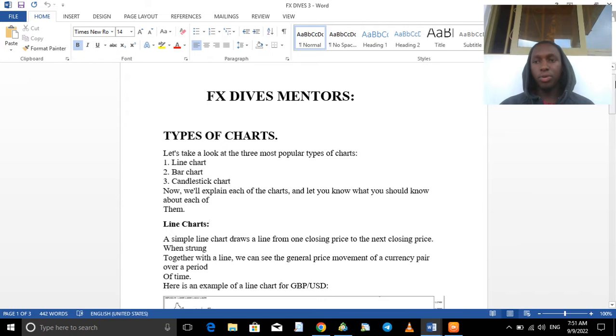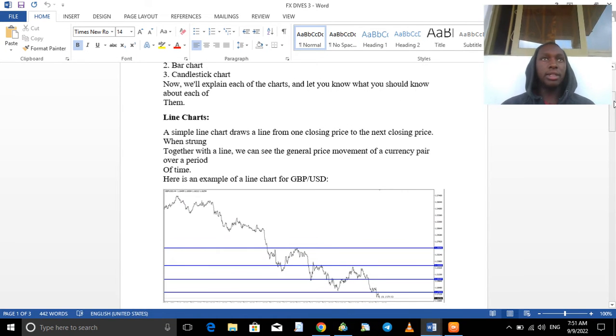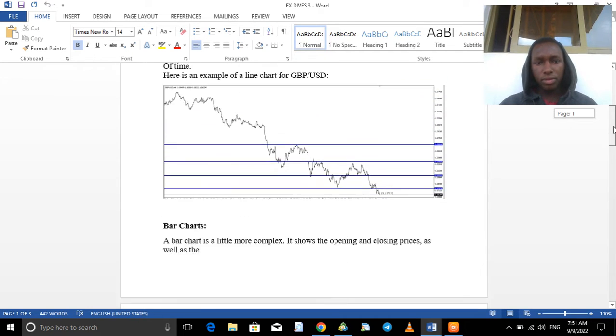First, number one, we are going to be explaining line charts. A line chart is a simple chart. A line chart draws a line from one closing price to the next closing price. When strung together with a line, we can see the general price movement of a currency pair over a period of time. Here is an example of a line chart. We have a pair, what we call GBP.